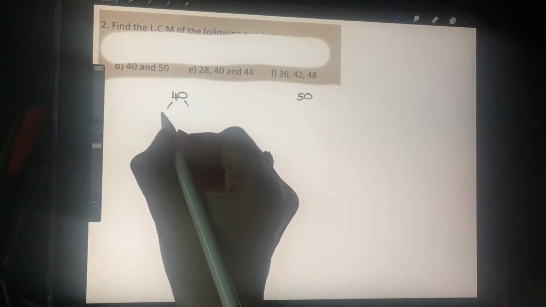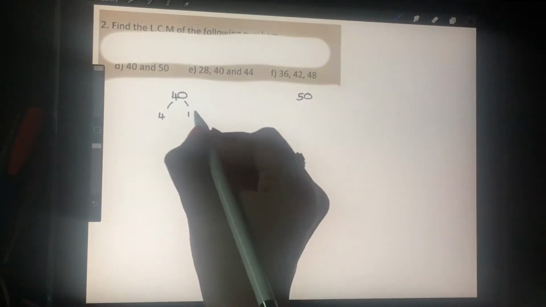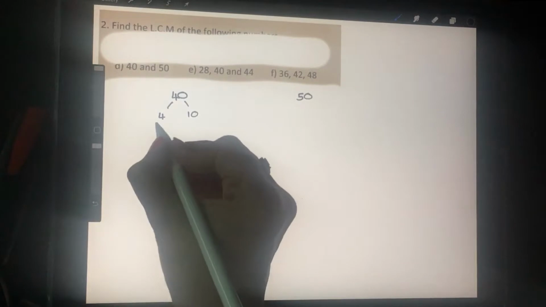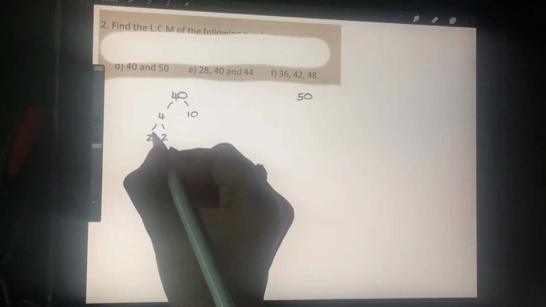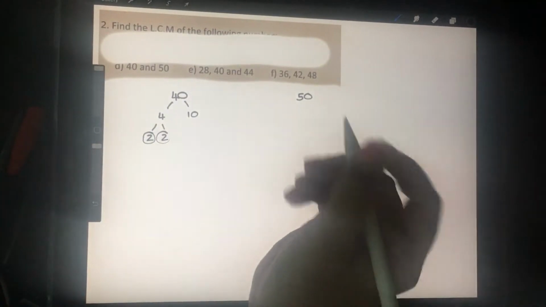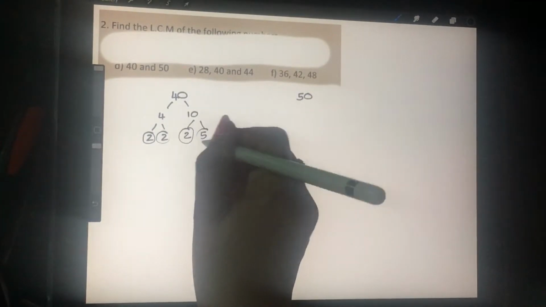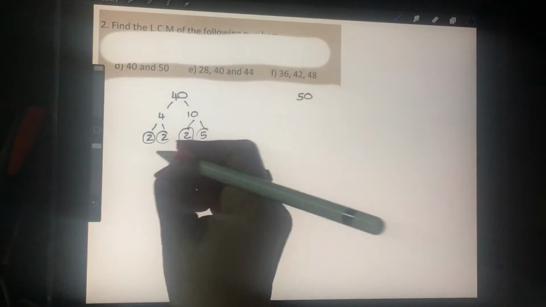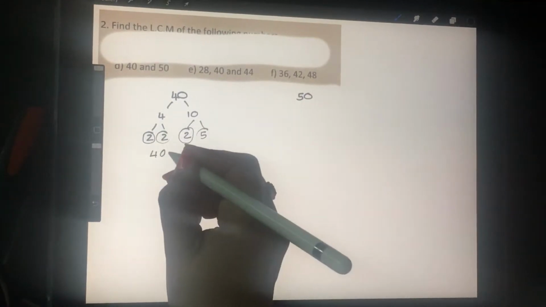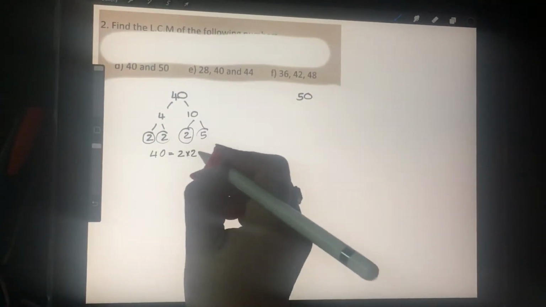Right, so for the first question, they want the lowest common multiple between 40 and 50. So our first step, as always, would be to write it as a product of its prime factors. So 40 divides into 4 and 10, and 4 divides further into 2 and 2, both prime numbers. 10 can divide into 2 and 5, also 2 prime numbers. So that means that we can rewrite 40 as 2 times 2 times 2 times 5.